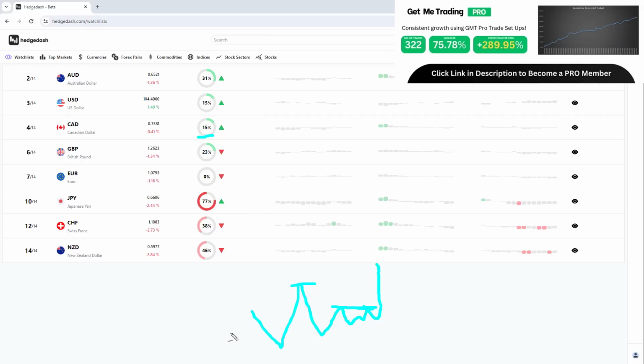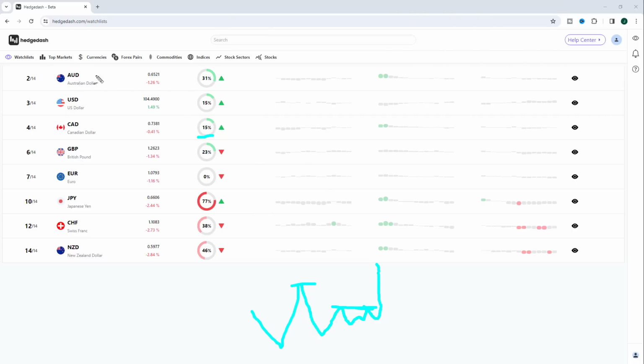So to cut a long story short here, going into next week, I'm going to be looking at the Australian dollar versus the euro, the Australian dollar versus the Swiss franc, and the Australian dollar versus the New Zealand dollar.